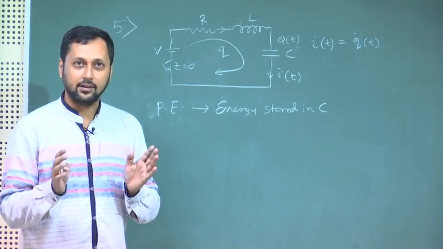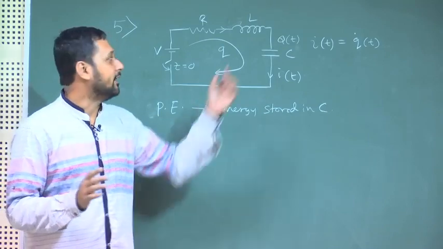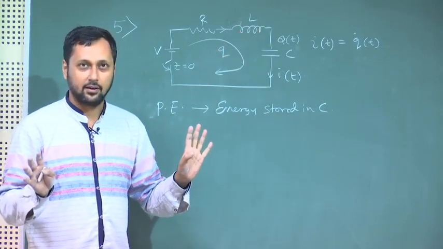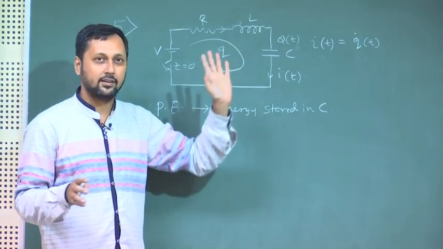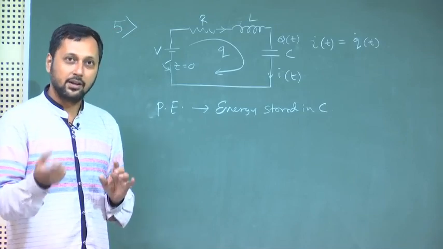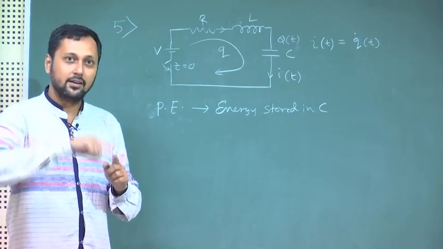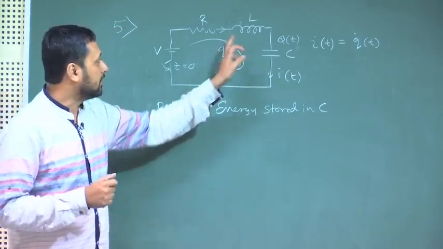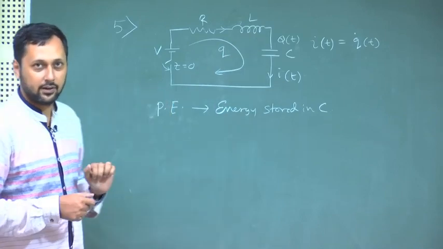For a DC circuit, a steady state DC circuit, an inductor is nothing. Whatever resistance it has, only that has some effect, otherwise it will not change. But in an AC circuit, because the current is a time varying function, the inductor has a finite effect. Okay.